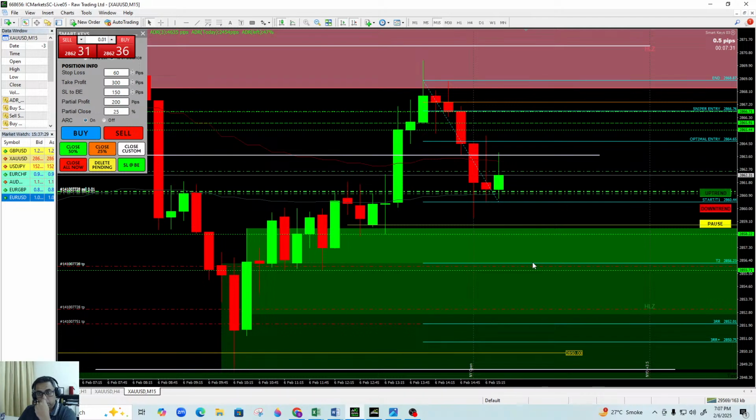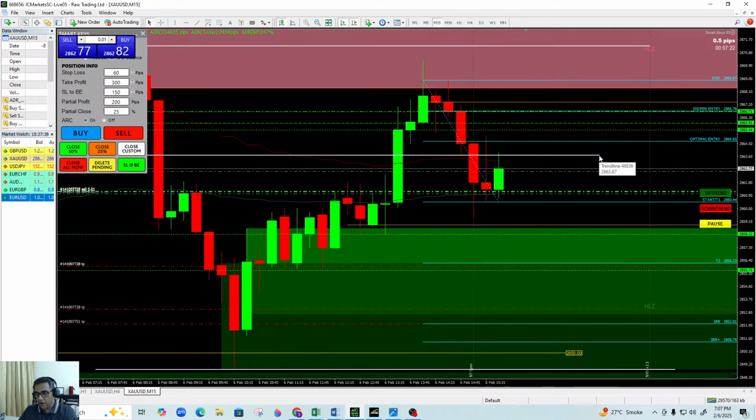We might come above here to grab liquidity to head down. That's fine. If a 30-minute candle closes above 2863.6 or 2863.5, that's when I'll start to manage risk. Okay, so that's the idea. The idea is for price to push down.